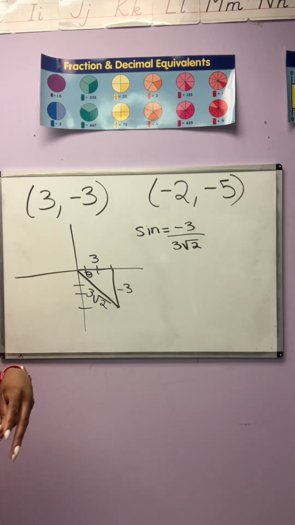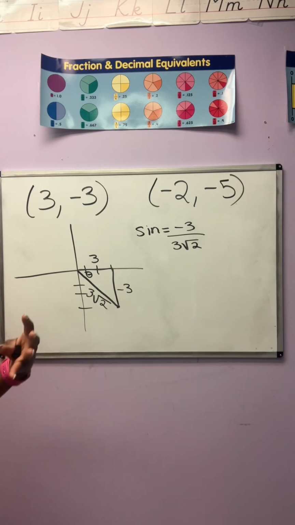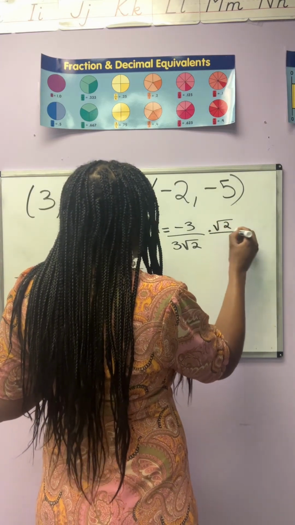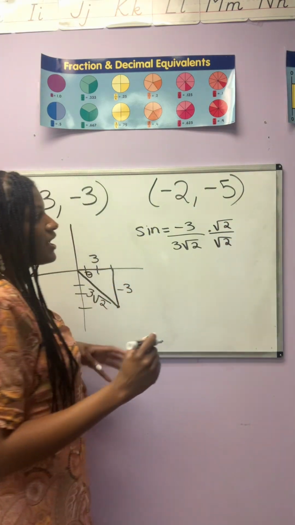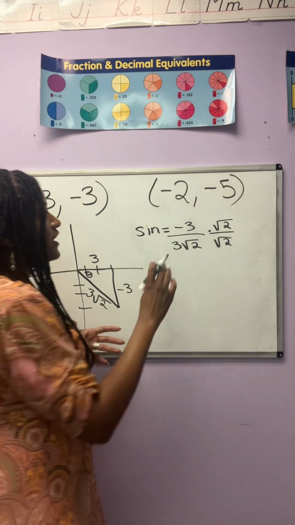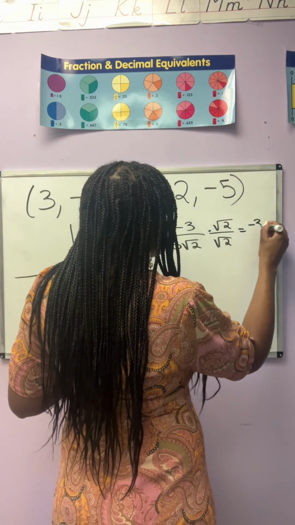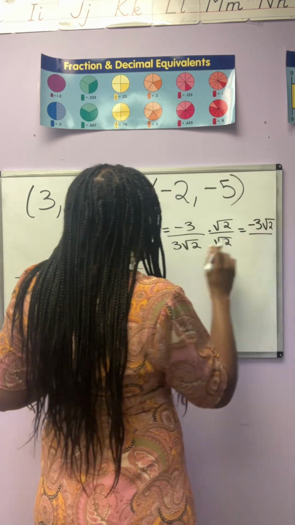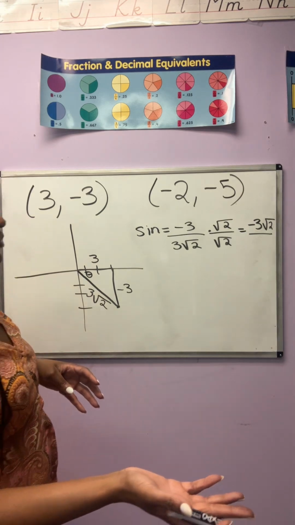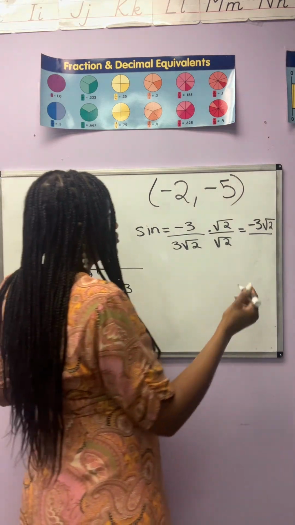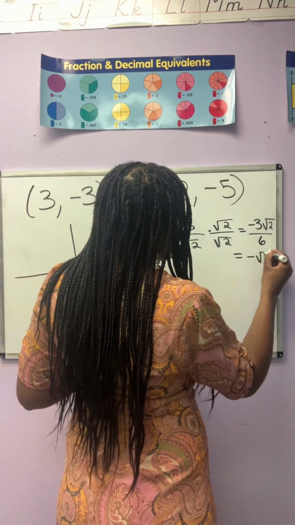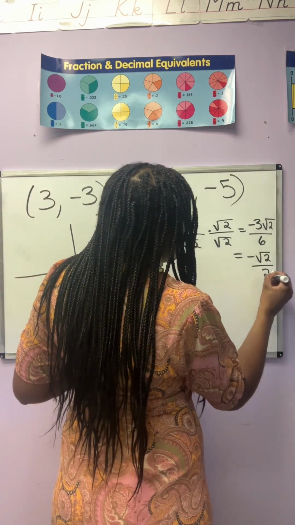Now, there is an algebra rule that you cannot have radicals in your denominator, so you're going to have to rationalize your denominator. The way to do that is to multiply top and bottom by the square root of 2. So -3 square root of 2 on top, and square root of 2 times square root of 2 is regular 2. So the bottom becomes 2 times 3, which is 6. When we simplify this fraction, we have negative square root of 2 over 2.